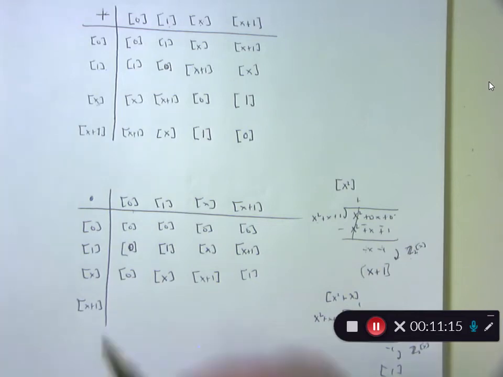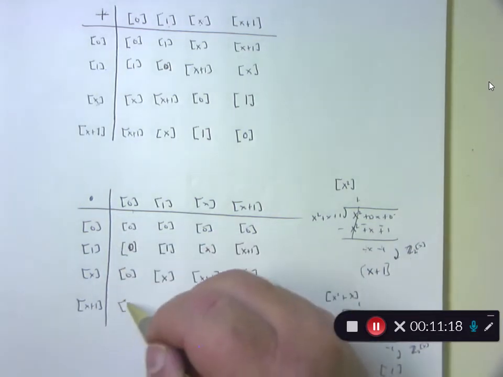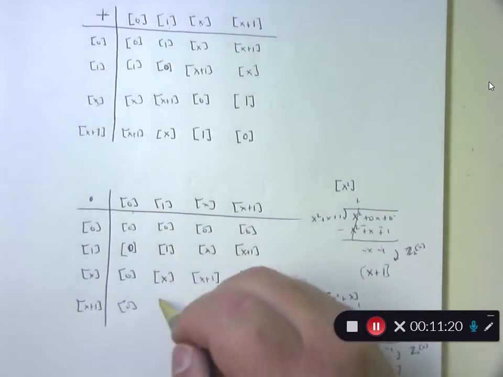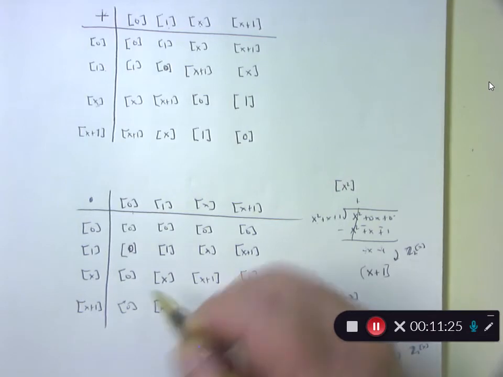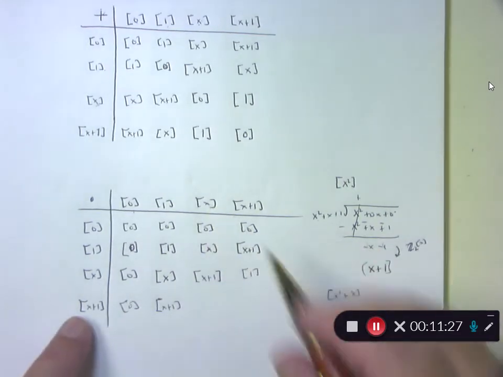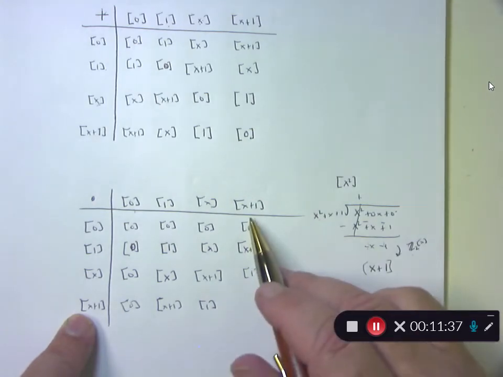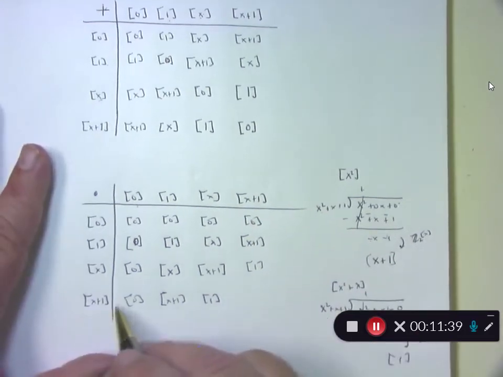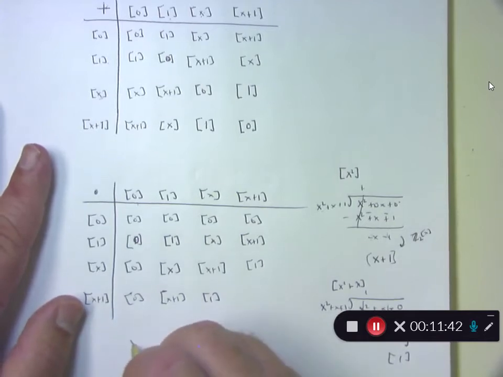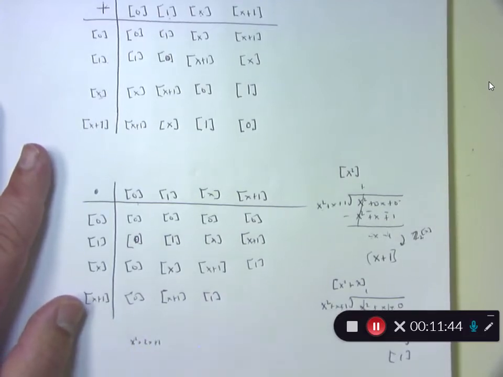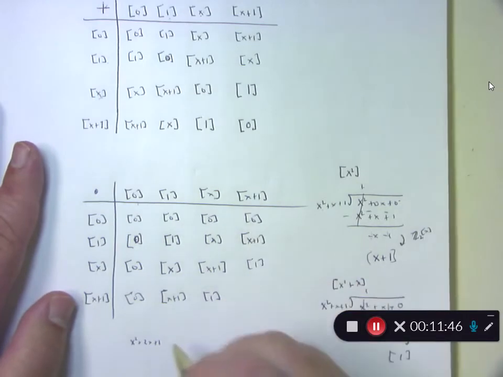Now, last one, x plus 1 times 0 is still 0. x plus 1 times 1 is going to be x plus 1. And x plus 1 times x is going to be x squared plus x, but x squared plus x is going to be 1. And x plus 1 times x plus 1 is x squared, oh, we have to do that one. x plus 1 times x plus 1 is going to be x squared plus 2x plus 1, I figured that out in my head. But 2 is equivalent to 0, so that's x squared plus 1.